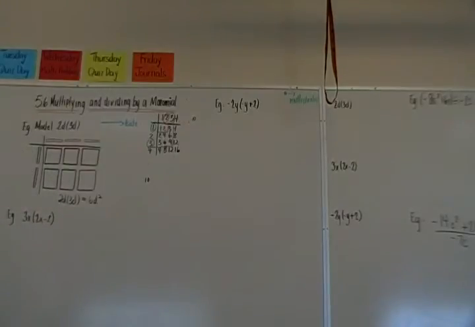Okay, so I've given you a second example here: 3x multiplied by 2x minus 1. What I want you guys to do is draw out your multiplication grid. Okay, take your 3x and draw it along the side, 2x minus 1, draw it across the top, and see if you can model what the solution is.